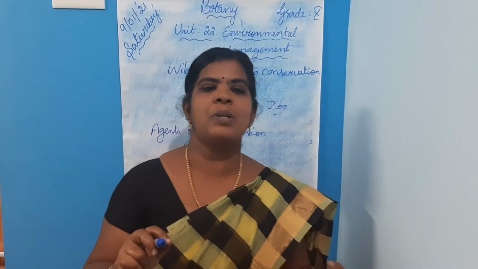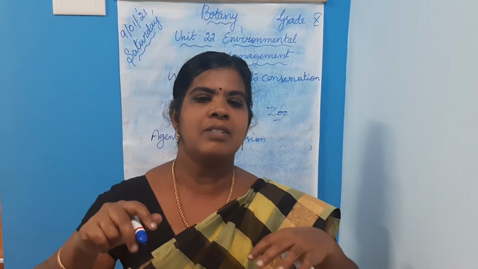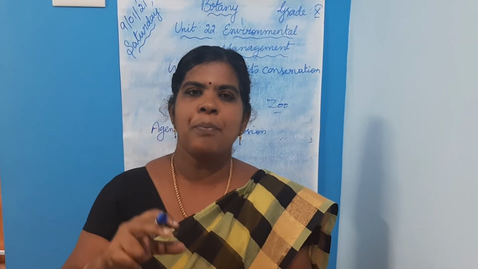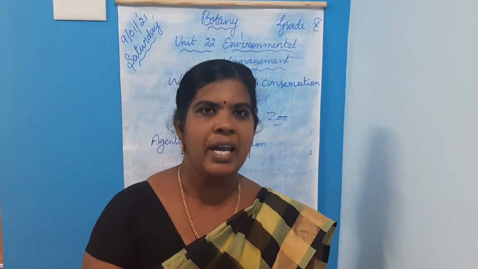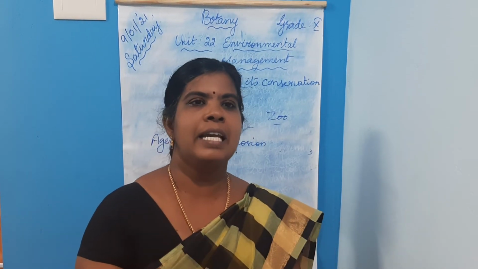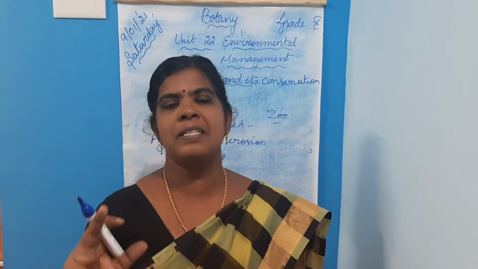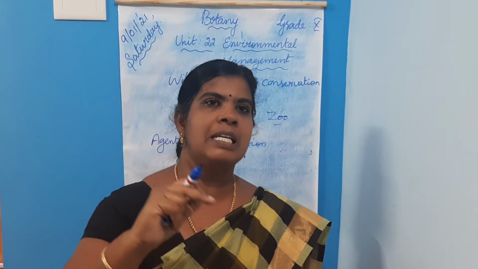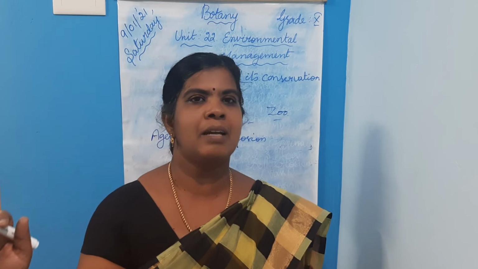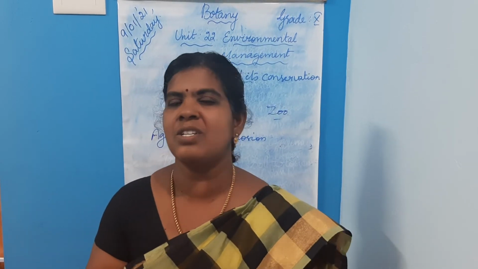Third one is crop rotation and soil management is improved. What do you mean by crop rotation? The practice of growing a pulse crop and a cereal crop in an area alternatively. Practice of growing a crop in one season, and in the same land other crops are cultivated in the next season. That is crop rotation.